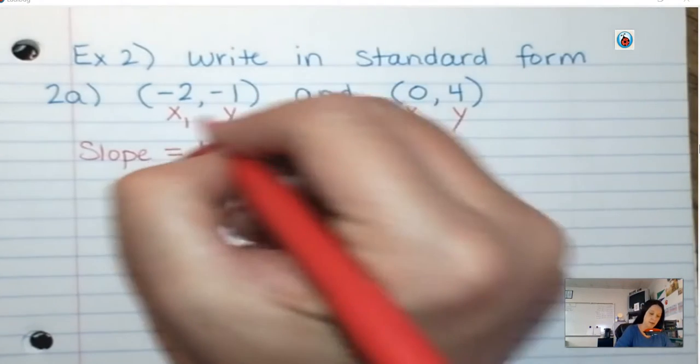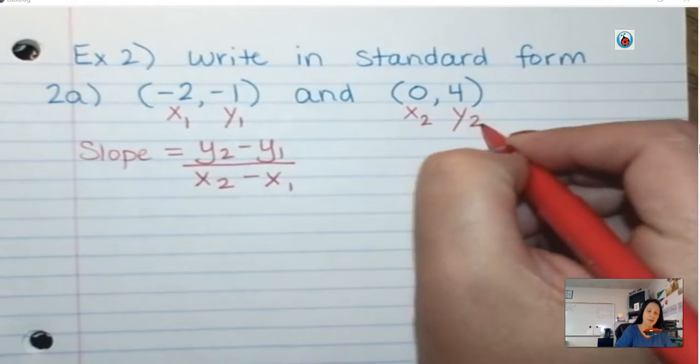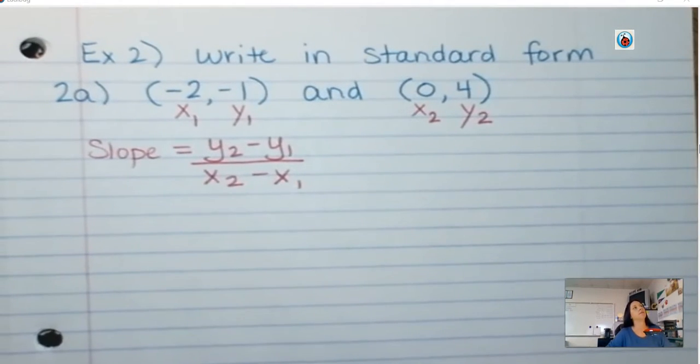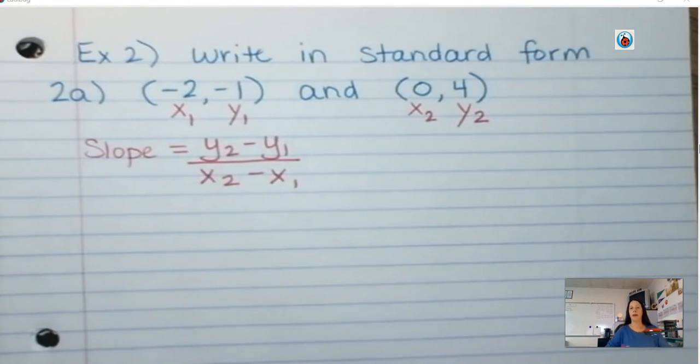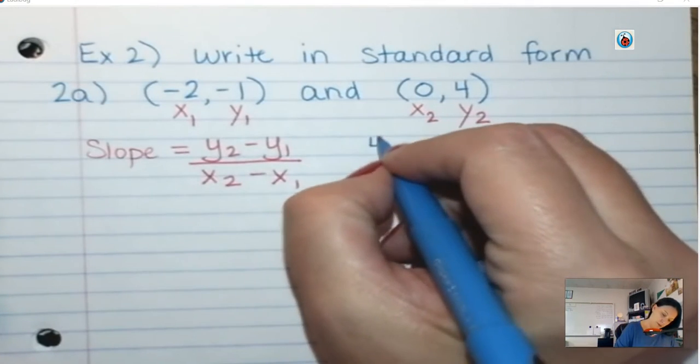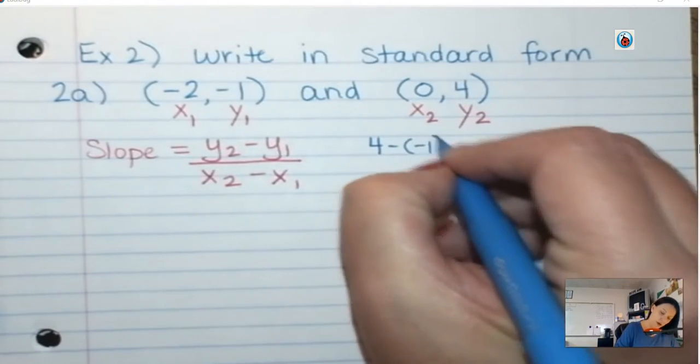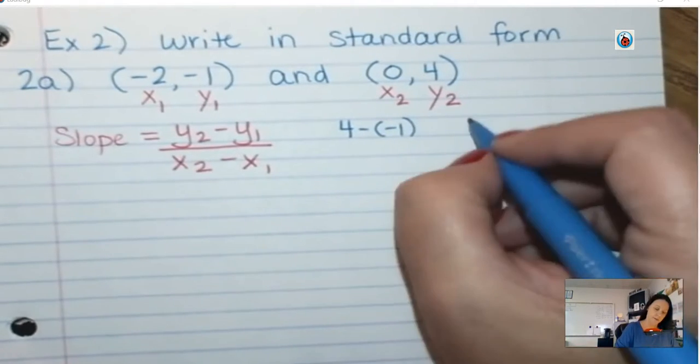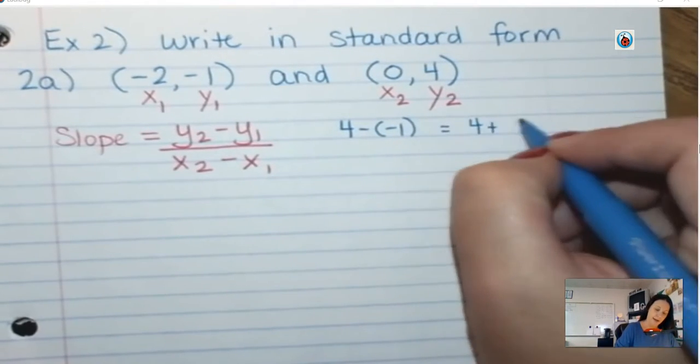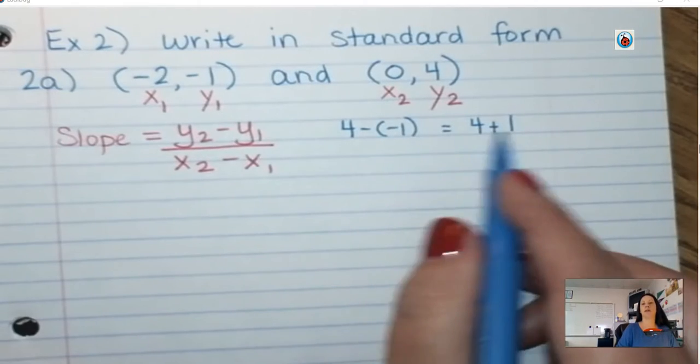Put sub 1s on the first point, sub 2s on the second point. Okay, go ahead and calculate. Do y sub 2 minus y sub 1 over x sub 2 minus x sub 1. (4 minus -1). We know subtracting is the same as adding the opposite. So 4 minus -1, that's really 4 plus 1.